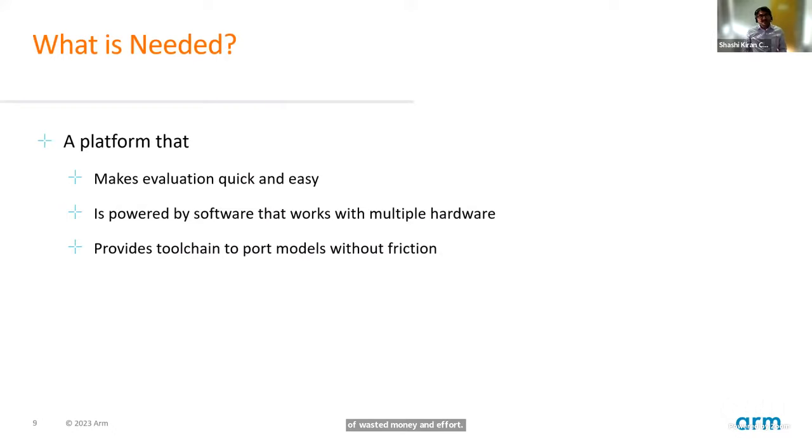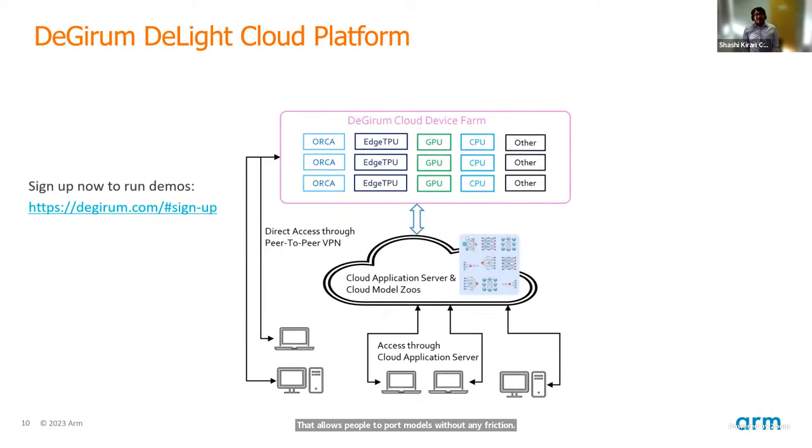So what is needed? Once you look at the problem this way, it is easy to see that today there is a need for a platform that makes evaluation quick and easy. It is powered by software that works with multiple hardware. And finally, the platform should provide a tool chain that allows people to port models without any friction. And this is exactly what we developed in the form of the Delight Cloud platform.